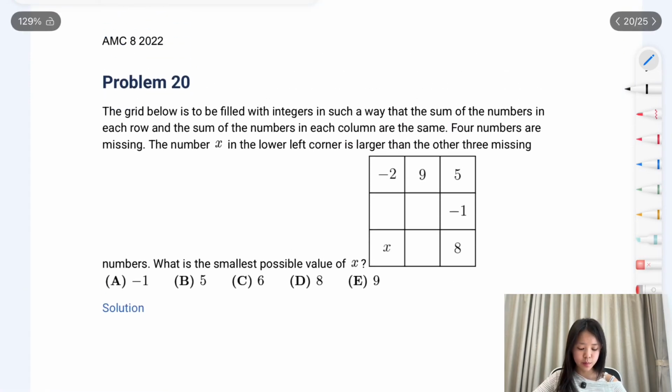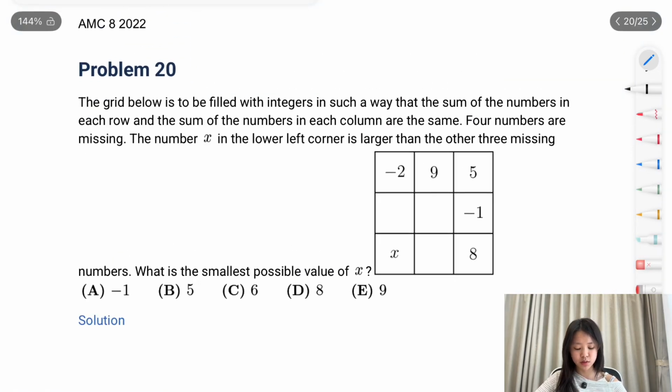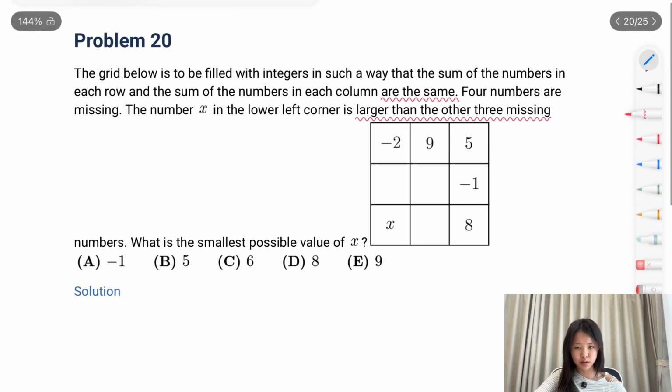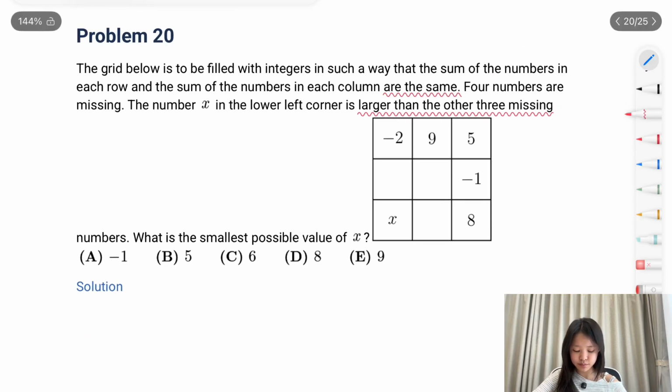Problem 20. The grid below is to be filled with integers in such a way that the sum of the numbers in each row and the sum of the numbers in each column are the same. So 4 numbers are missing, and the number x in the lower left corner is larger than all the other 3 missing numbers. What is the smallest possible value of x?